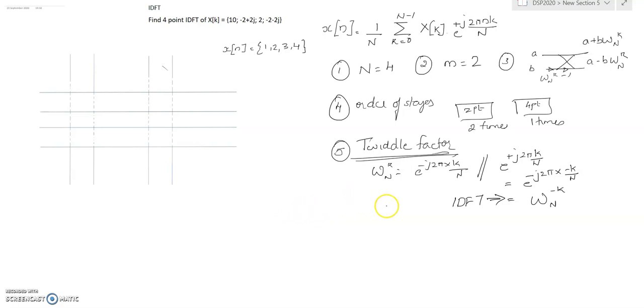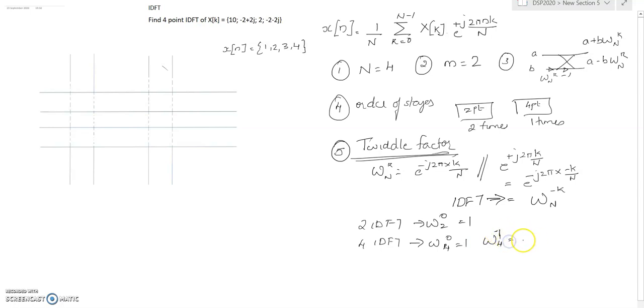So here we have 2 stages. One is a 2-point DFT and the 4-point DFT. So when we look at it, it's a 2-point IDFT and 4-point IDFT. The twiddle factor required here will be W_2^0. The twiddle factors required here will be W_4^0 and W_4^1. So this will be equal to 1, this will be equal to 1, and this will be W_4^(-1).